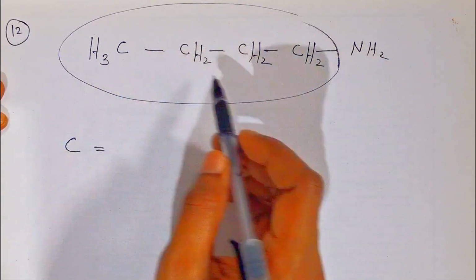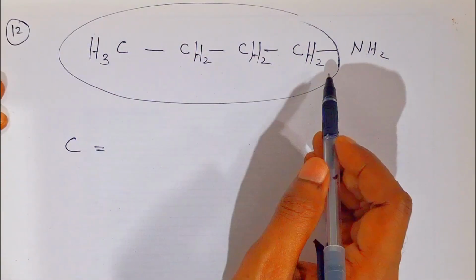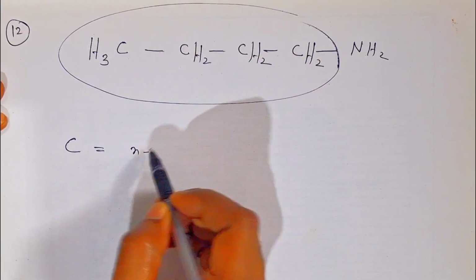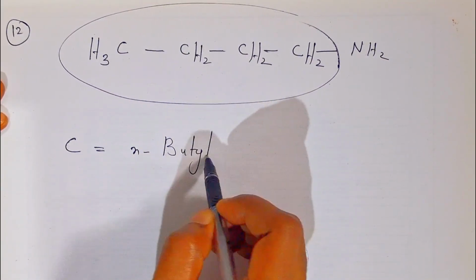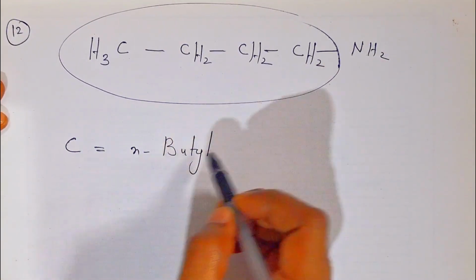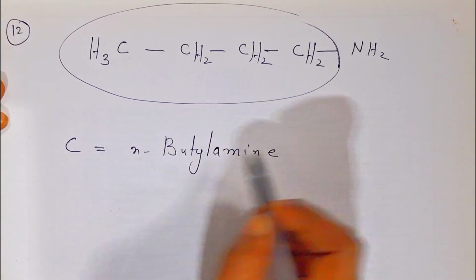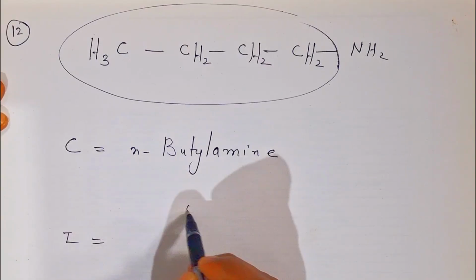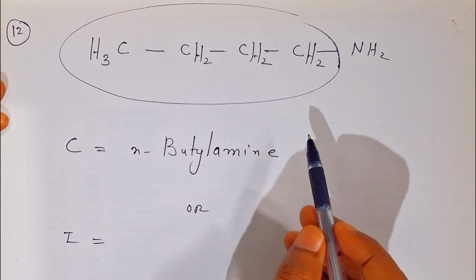This is nothing but what? Normal butyl. They are not present in branching, they are in series, so we call it normal butyl. Containing ammonia group, students, we call it N-butyl amine. This is nothing but N-butyl amine. What will be the IUPAC name of this? N-butyl amine is also named in the IUPAC system, students.